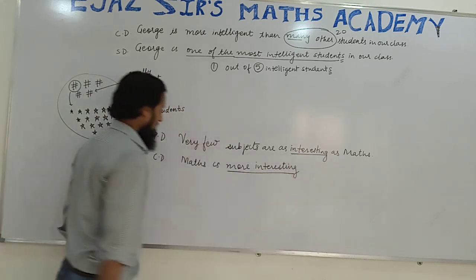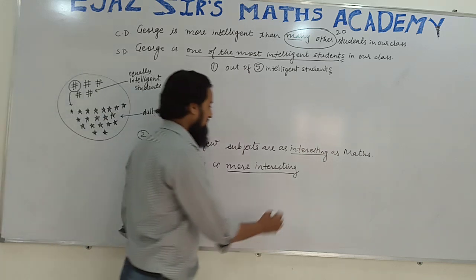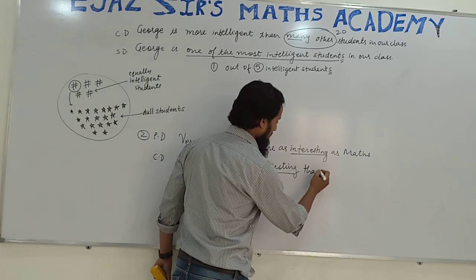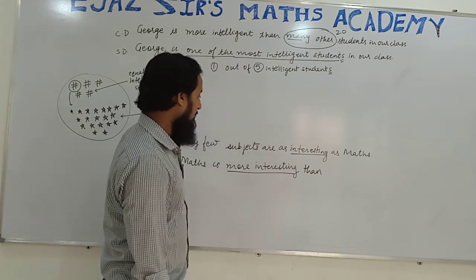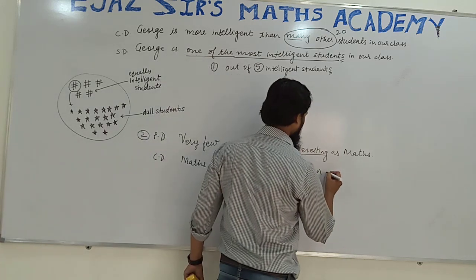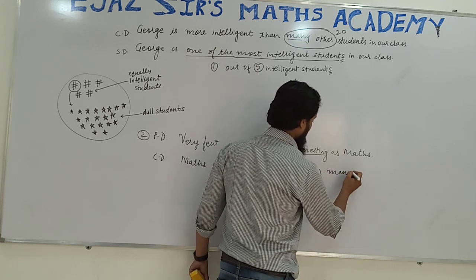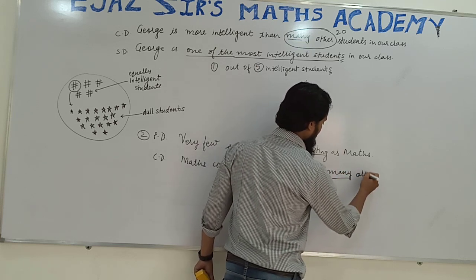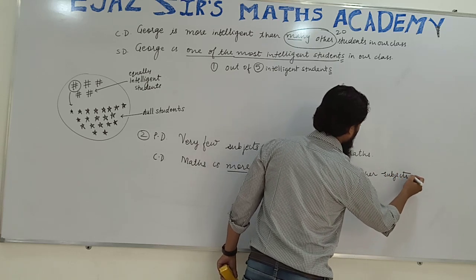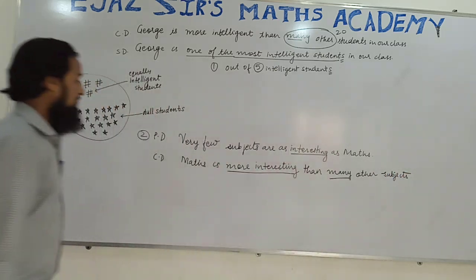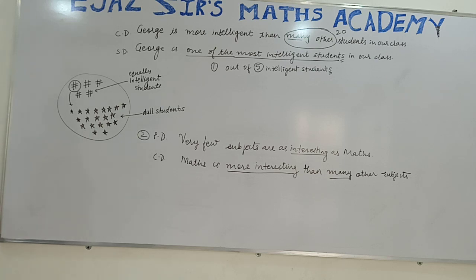Comparative degree. Maths is more interesting than. Comparative degree is always followed by than. Maths is more interesting than many other subjects. If you write any other subjects, it will be wrong. It's many other subjects. Maths is more interesting than many other subjects.